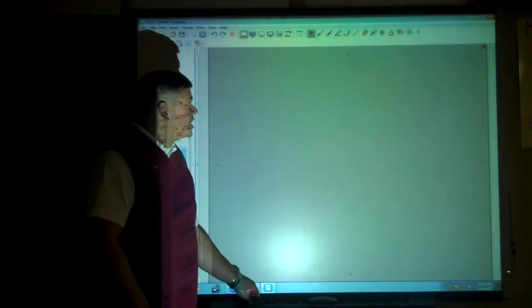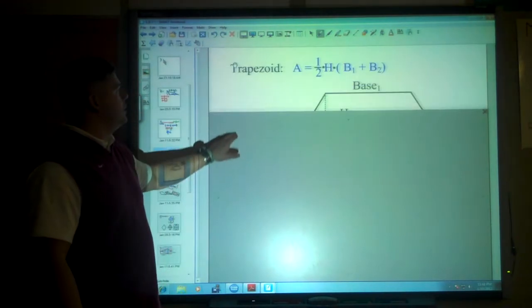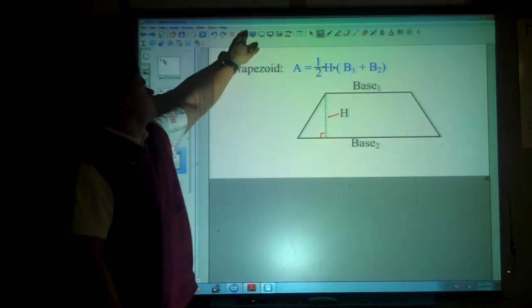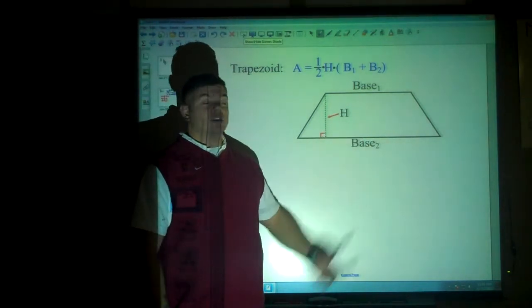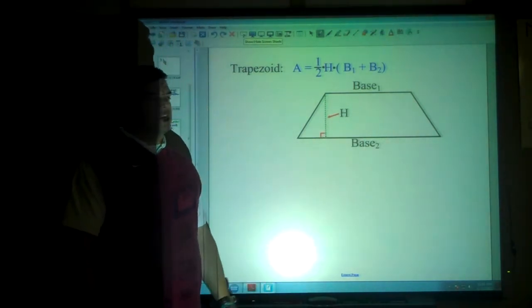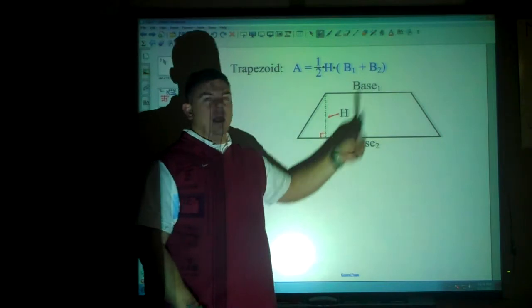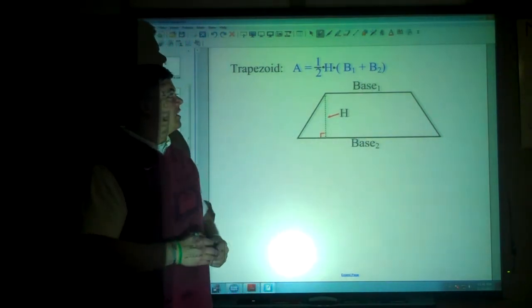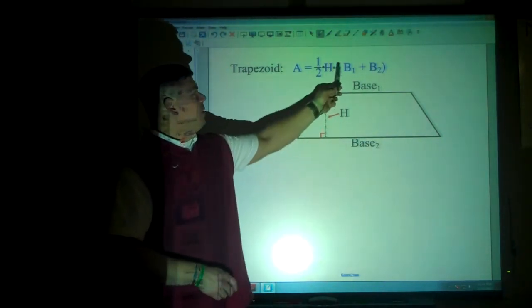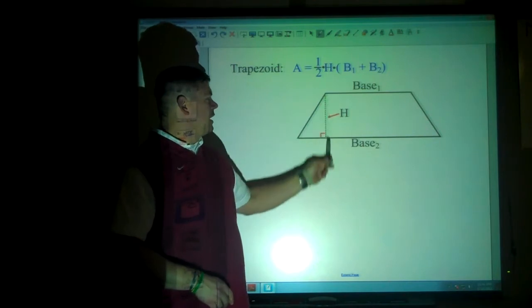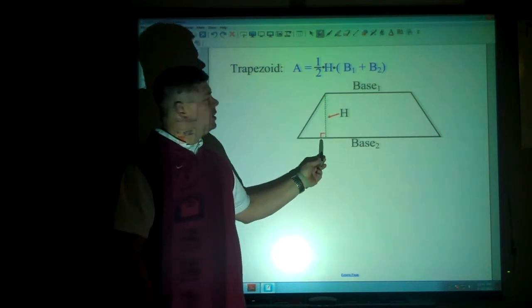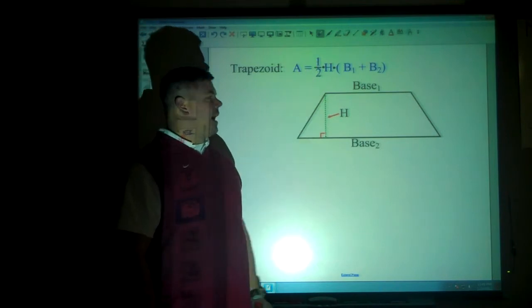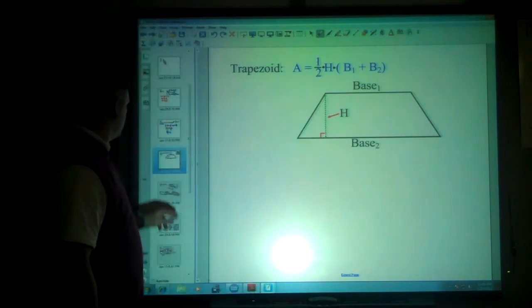All right, sticking with the area formula, now we have a trapezoid. With the trapezoid, you add the bases together. It doesn't matter which one you call base 1 or base 2, because you're going to add them together anyway, and the commutative property of addition states that order doesn't matter. You multiply that by H, the height. Again, the height and the base come together at 90 degrees, same concept as a triangle. Then you take that answer and cut it in half.